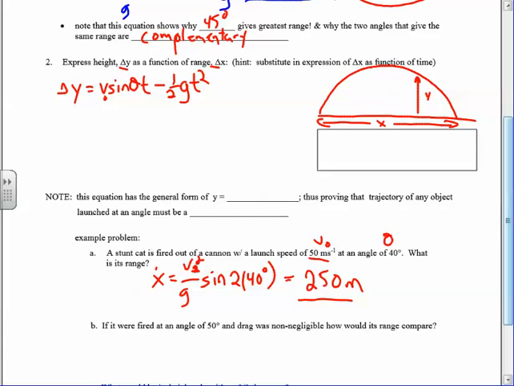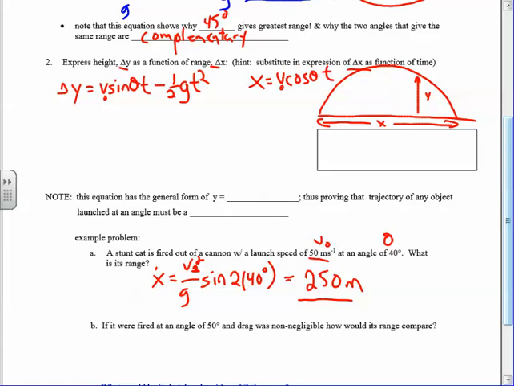But I don't want it in terms of time, I want it in terms of position. So what I'm going to do is get rid of time and put in something about the horizontal position. In order to do that, we need an equation that relates those two things. And the equation that we know that relates horizontal distance and time is x equals v cos theta times time.